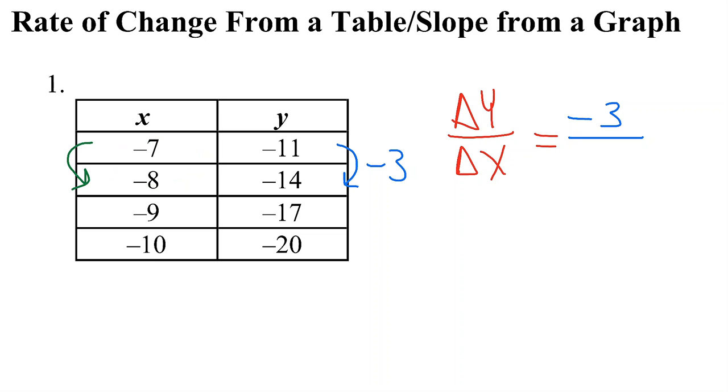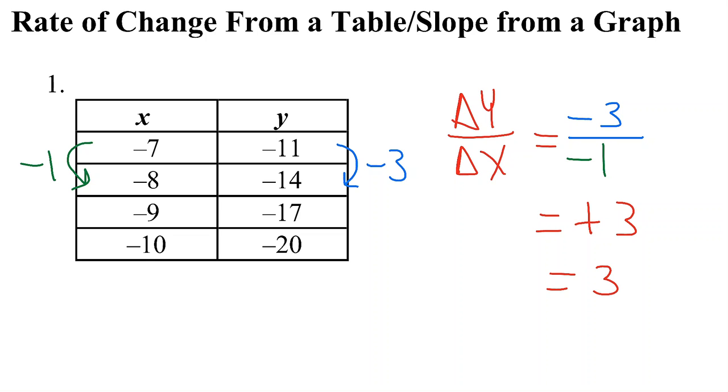Well, from negative 7 to negative 8, what is happening to x? Is it increasing or decreasing? It is decreasing, so it's going to be a negative change. And how much is it decreasing? By 1. And so the change in x is going to be negative 1. And then you can really see from here to here, it's also decreasing by 3 and decreasing by 3. And so since it's a constant rate of change, all you have to do is simplify your fraction. A negative divided by a negative is a positive, and 3 divided by 1 is 3. And so your rate of change for this table is going to be positive 3.